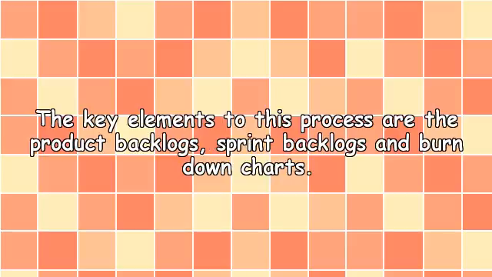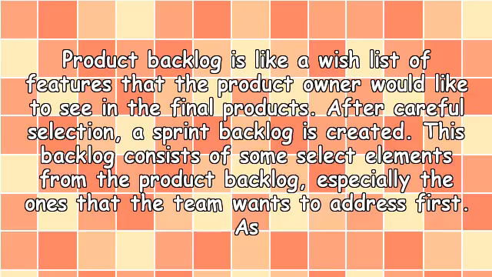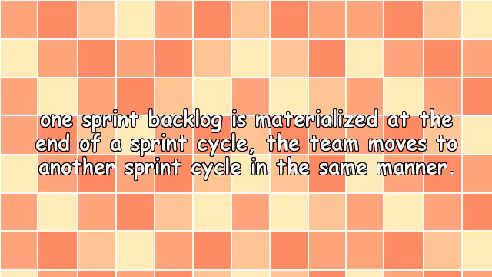Core concepts. The key elements to this process are the product backlog, sprint backlog, and burn down charts. A product backlog is like a wish list of features that the product owner would like to see in the final product. After careful selection, a sprint backlog is created. This backlog consists of some select elements from the product backlog, especially the ones that the team wants to address first. As one sprint backlog is materialized at the end of a sprint cycle, the team moves to another sprint cycle in the same manner.